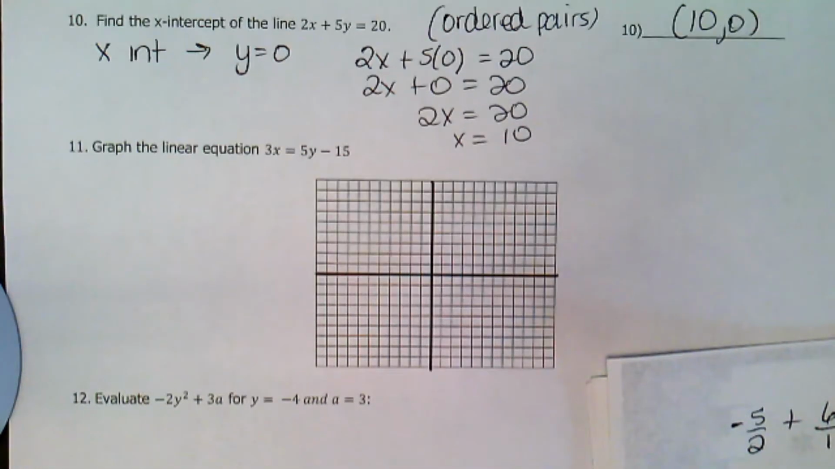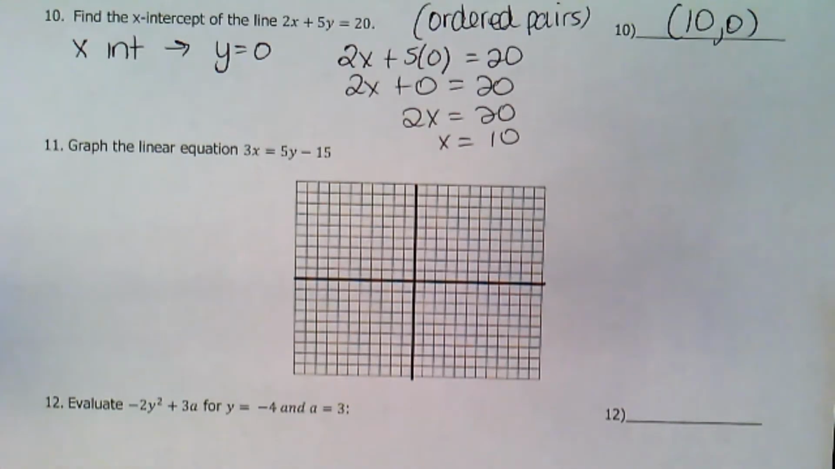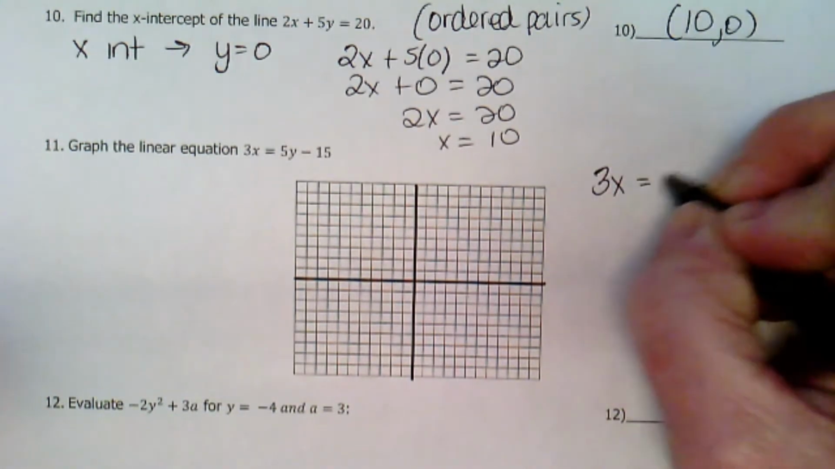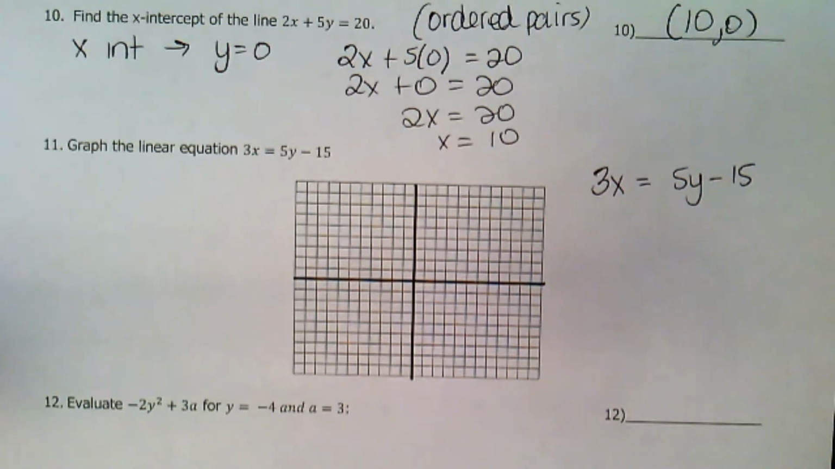Alright, number 11. Graph the equation 3x equals 5y minus 15. A couple ways you can do this. You can find values for x and solve for y, and you need to do that twice because you need 2 points to be able to make a line. Or we can put it in slope-intercept form, and then you have your slope and you have your y-intercept, which is the way I prefer. Either way gives you the same answer. Just sometimes when you do your x's and y's, you don't always come out with whole numbers, which makes it a little difficult to plot.